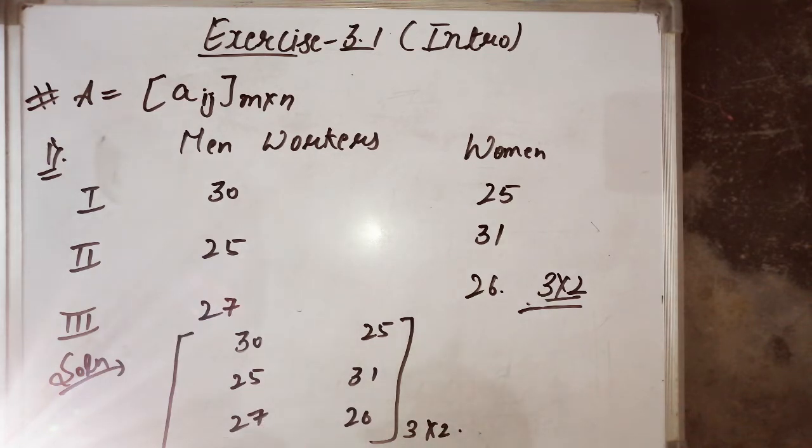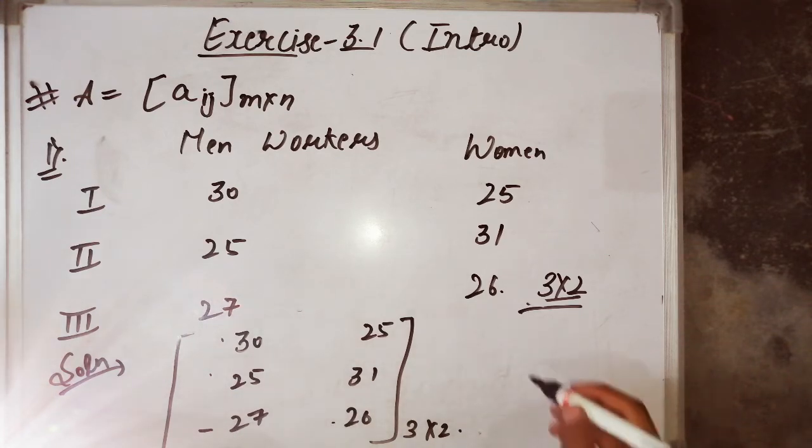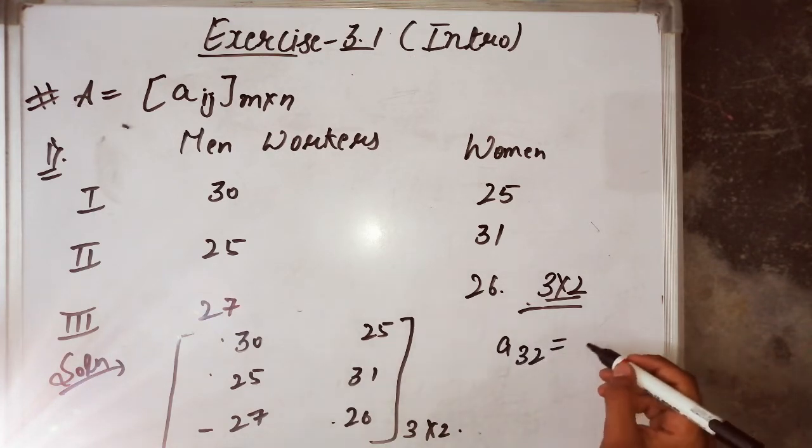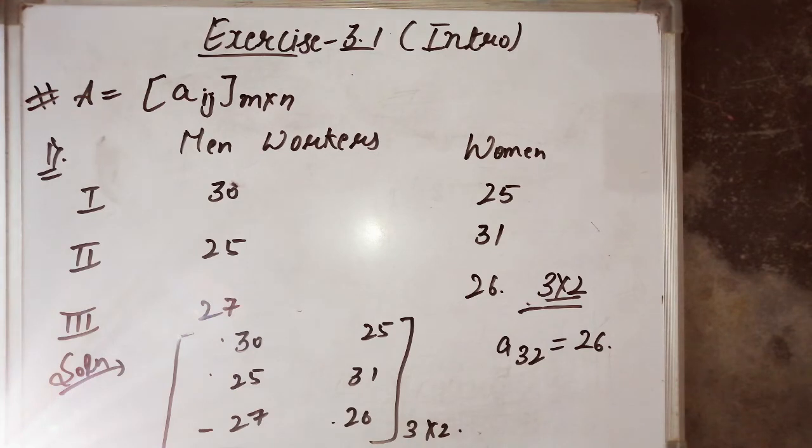And what else do we need to find out? We need to find out the element entry in the third row and the second column. What is the entry in the third row and the second column? This is the third row and the second column, and a32 represents 26. This is the number of female workers employed in the third factory. Let this matrix be A. This is what I have done in this question. This was the very first example of this exercise.